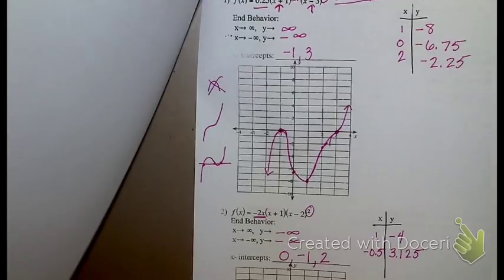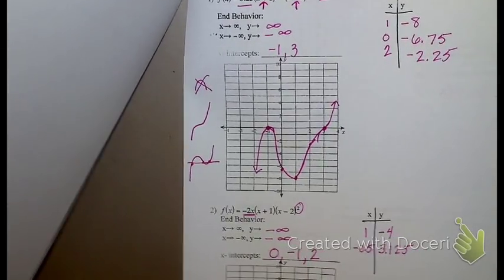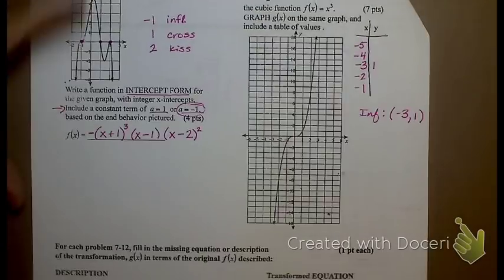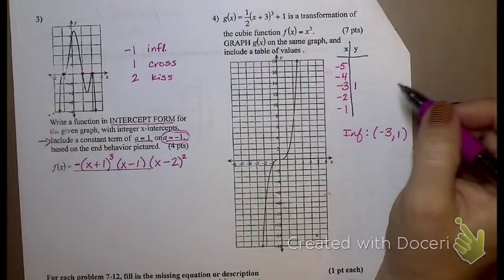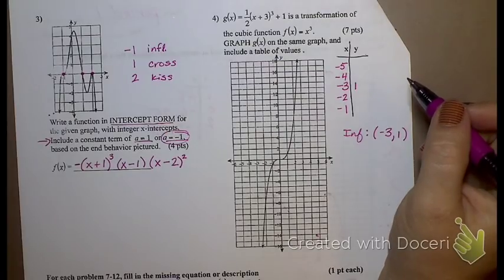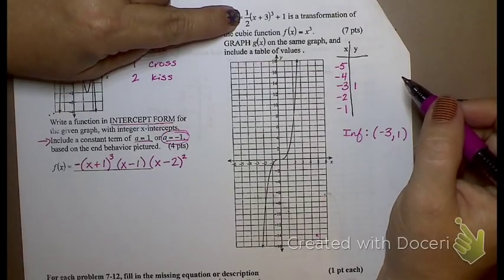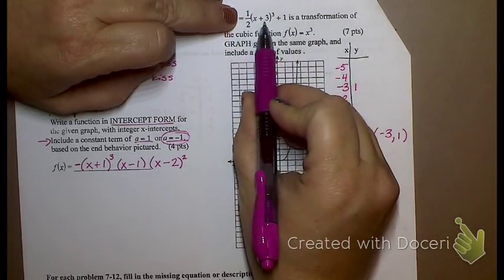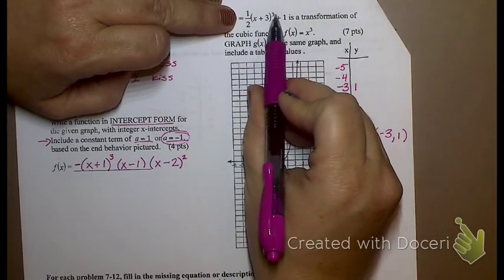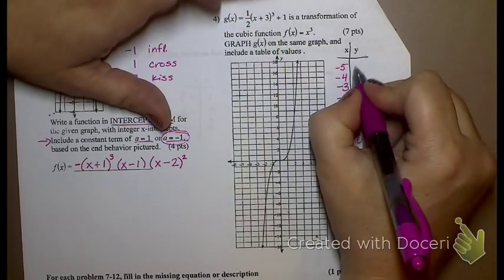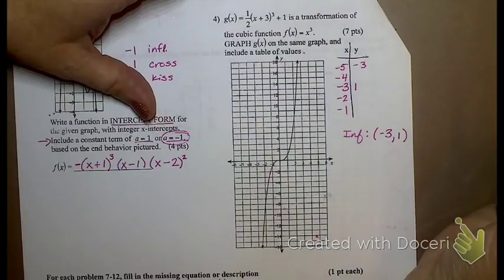The first page, the ones where it's in intercept form, those are the ones where I just need to know what's going on between the zeros. Okay? All right, so what am I going to do with these x values now? Plug them into my equation right here. -5 plus 3 is -2. -2 cubed is -8. Times 1/2 is -4. Plus 1 is -3. All right?